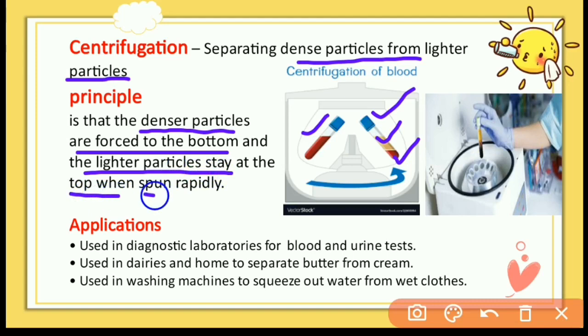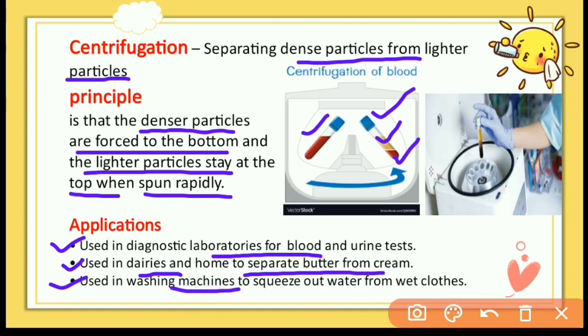Its applications: it is used in diagnostic laboratories for blood and urine tests, in dairies and homes to separate butter from cream, and in washing machines to squeeze out water from wet clothes.